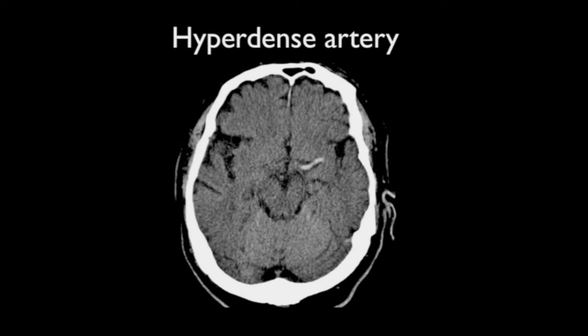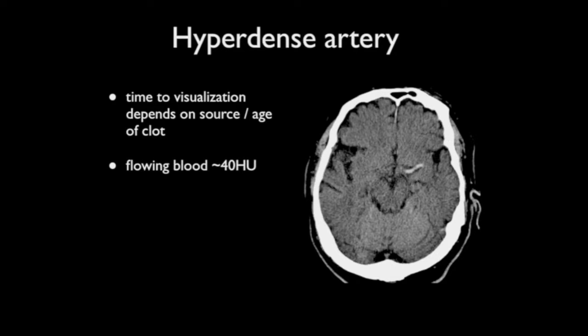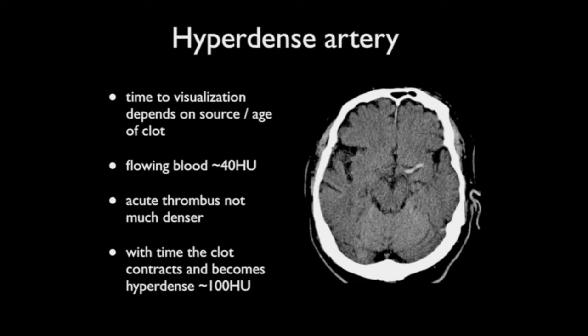The hyperdense artery is a well-known sign on non-contrast CT scanning and represents direct visualization of the clot within the lumen of the occluded artery. It relies on the fact that clot is hyperdense when compared to normal flowing blood. However, this depends on the age of the thromboembolism. Flowing blood typically has a density of approximately 40 Hounsfield units, although this varies depending on the hematocrit and state of hydration. Acute thrombus is not significantly denser than this. However, with time, it becomes progressively more hyperdense, reaching densities of up to 100 Hounsfield units.